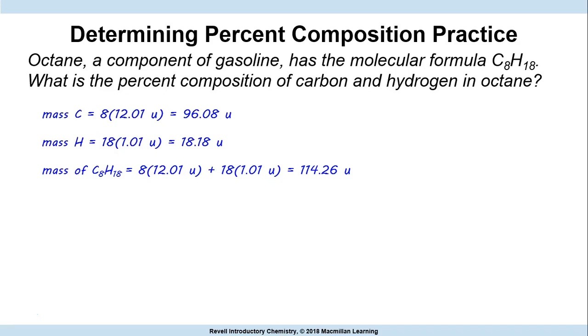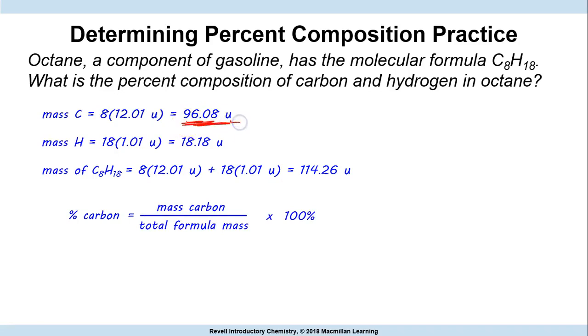Now, to determine the percent composition by mass for carbon, we are going to take the mass of carbon divided by the total formula mass times 100. And we have calculated the mass of carbon here to be 96.08. So we have 96.08 over the total mass. The total mass is 114.26 times 100. So the percent composition of carbon is 84.09.